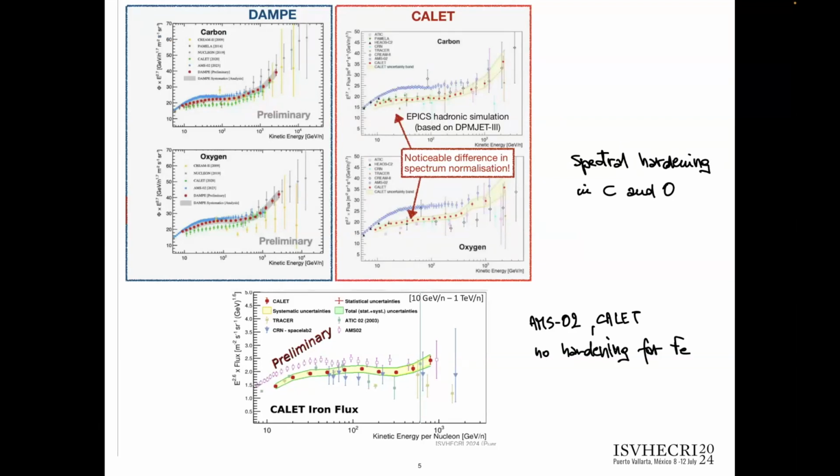And in all these cases, there is anyway a problem in the spectrum normalization between CALET and AMS, which should be explained. I don't know if it's understood up to now. It was asked during the talk, but there was no motivation for this, at least at the current stage.